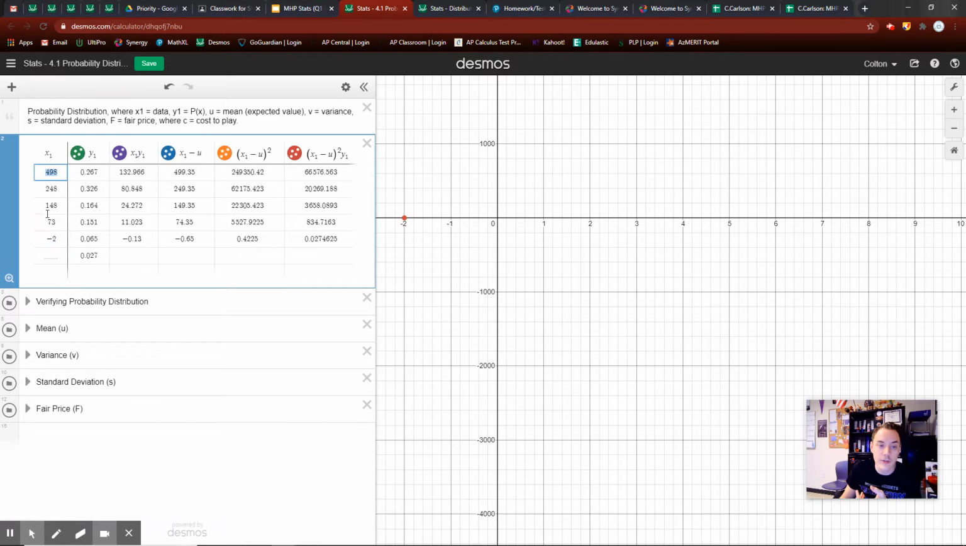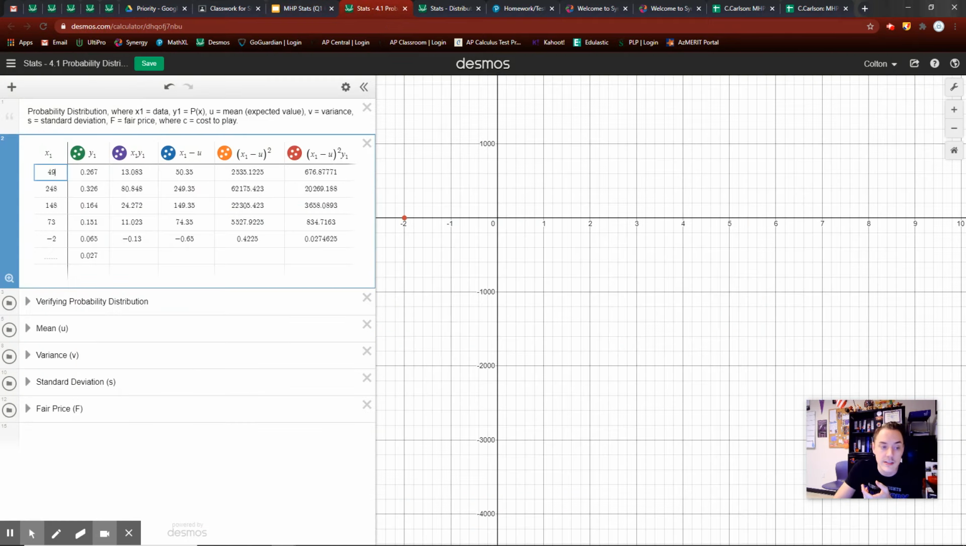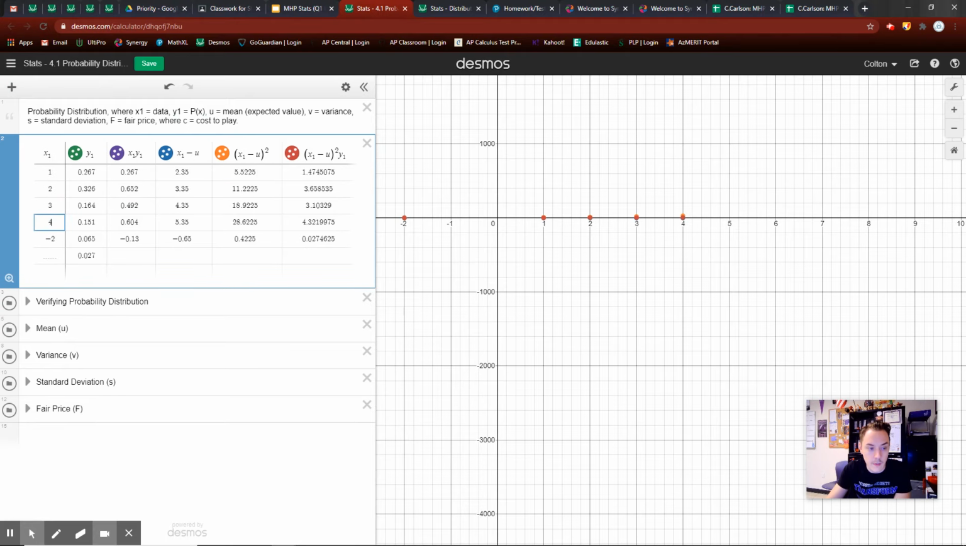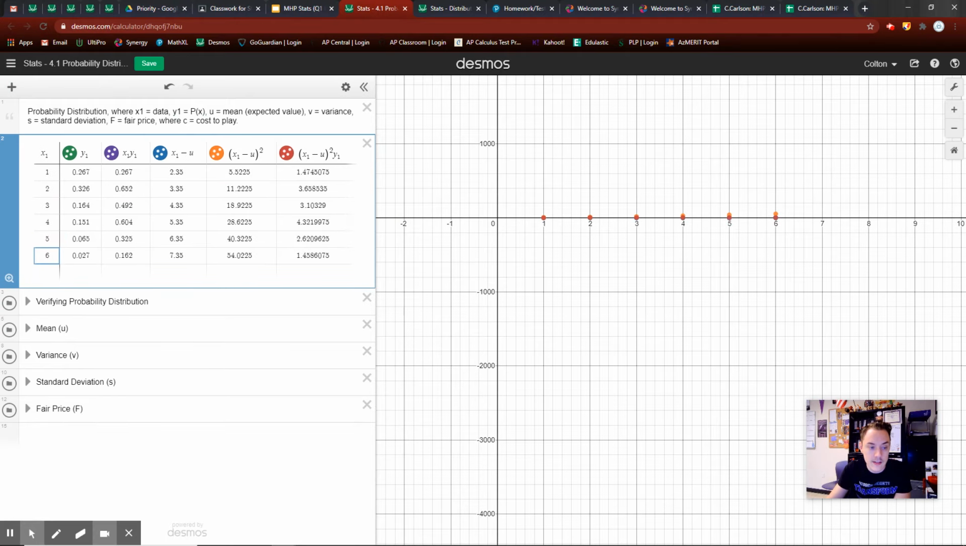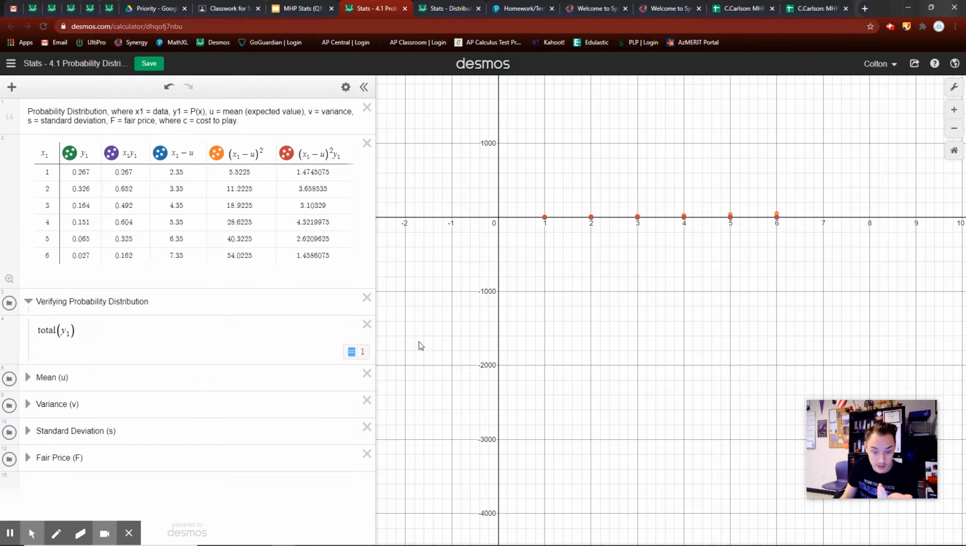I want to change these to the x values I have here: 1, 2, 3, 4, 5, 6. So I'm going to change this to 1. This is 2, 3, 4, 5, 6. Now everything else changes. Now that I have this, I want to see if I actually put it in correctly. Is it a probability distribution? It is. It equals 1. So solid, I can erase that.